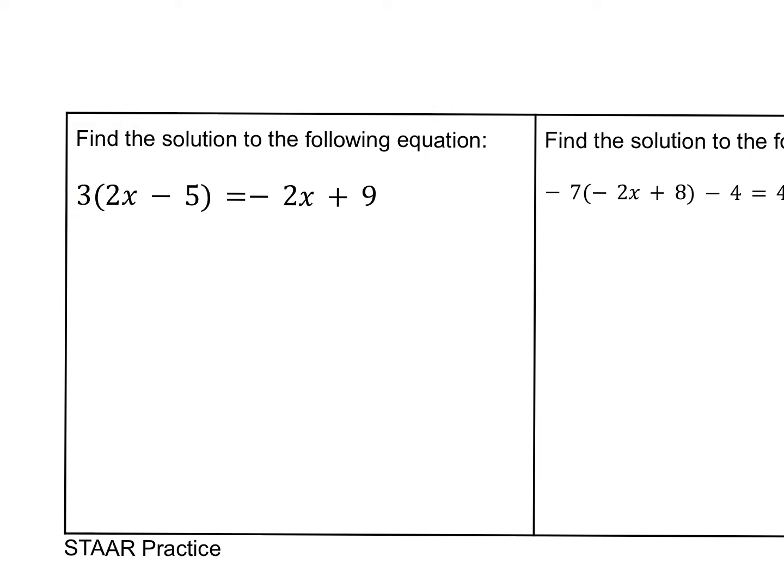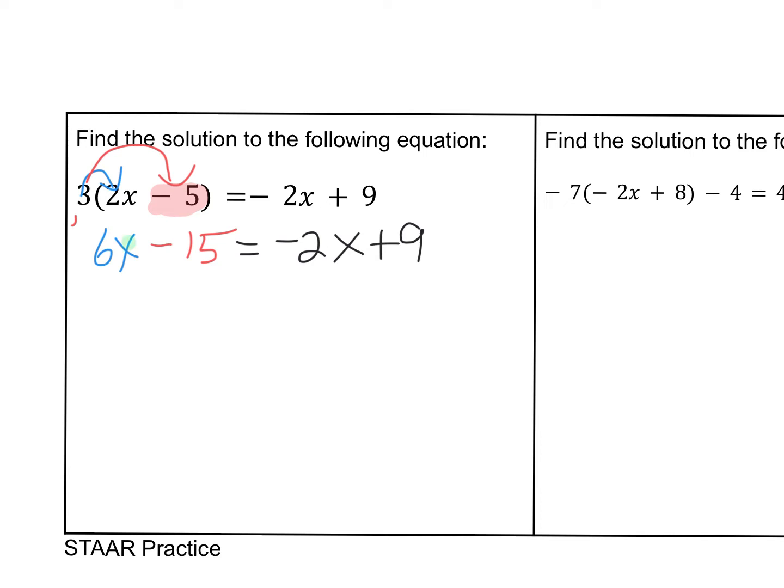So 3 times 2x. 3 times 2x is 6x. And then 3 times negative 5 is minus 15, or negative 15. Remember that we want to combine that sign in front of the 5 and call that a negative 5. Okay? Now the rest of our equation says equals, we have negative 2x plus 9.